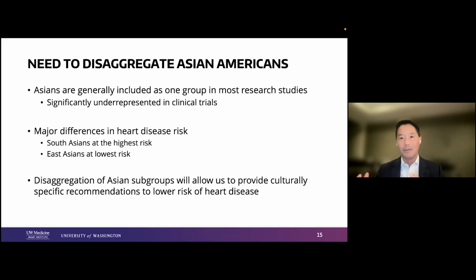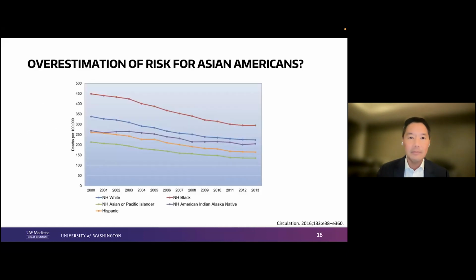And so as a result, trying to discriminate differences in risk of not just heart disease but also response to treatment for cancer, we really don't know, because we are significantly underrepresented in clinical trials. As I will highlight, we know that there are major differences in heart disease risk. We know that South Asians are at the highest risk, and East Asians tend to be at much lower risk. So disaggregating the Asian subgroups will allow us to provide more culturally specific recommendations in order to lower the risk of heart disease for the different subgroups.